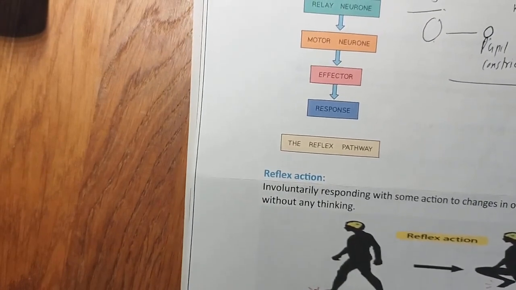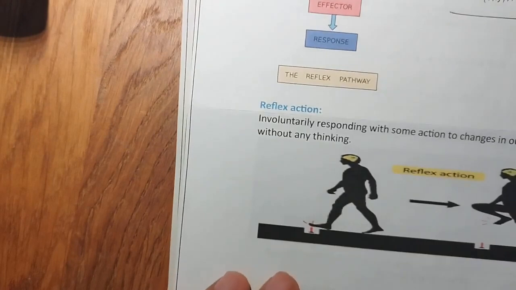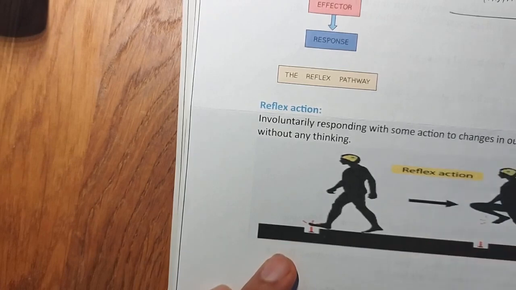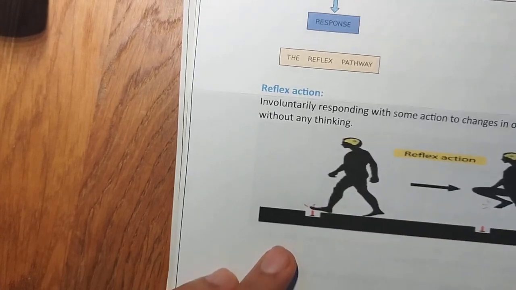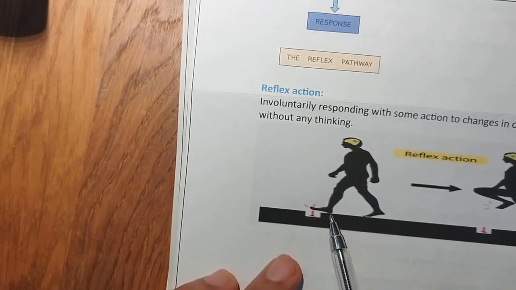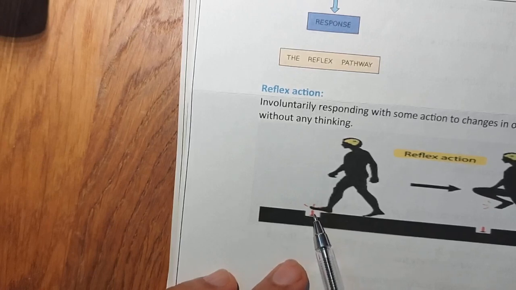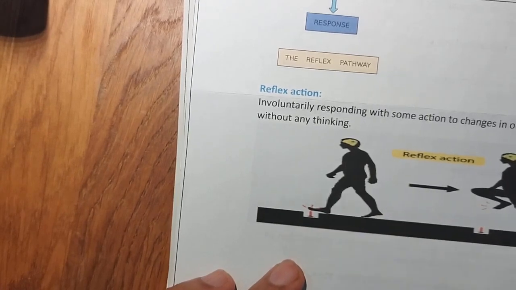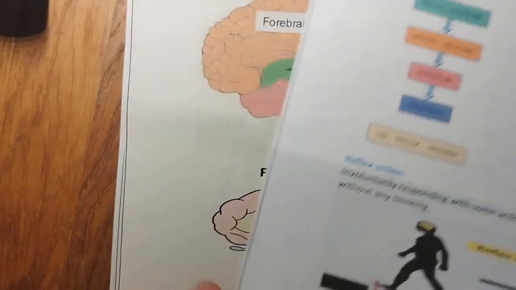Now let's have a look at some examples of reflex actions. Involuntarily responding with some action to changes in our environment without any thinking is called reflex action. In this example, someone is putting their foot on a thorn or a nail, and before they even start thinking of it, before they even realize, the foot is withdrawn from that danger. So that's a reflex action.